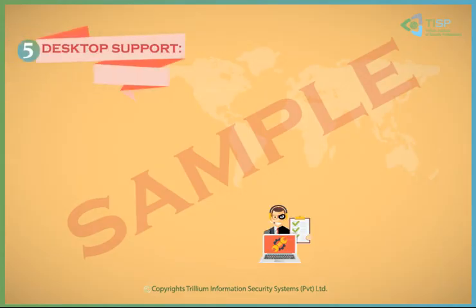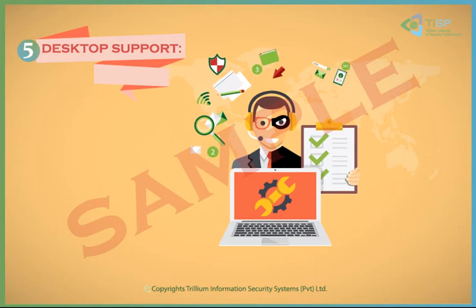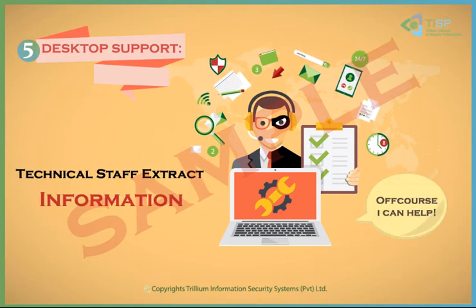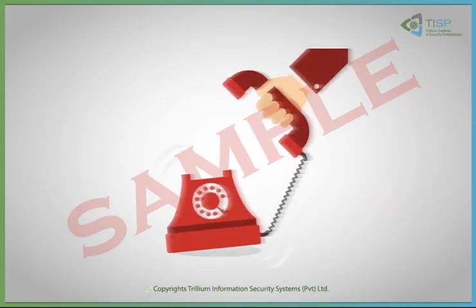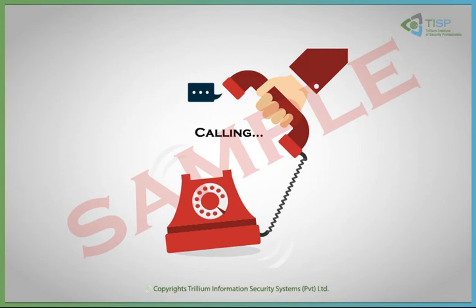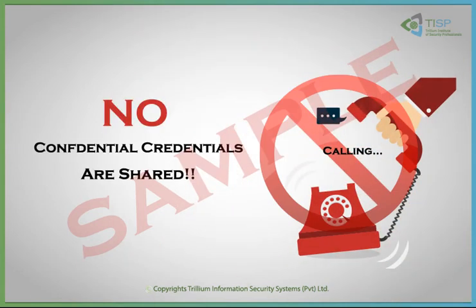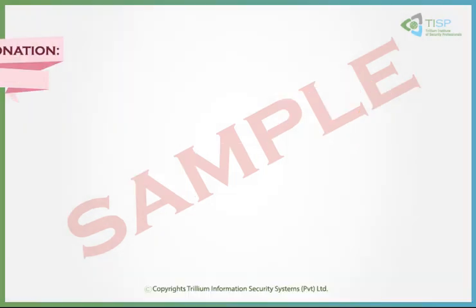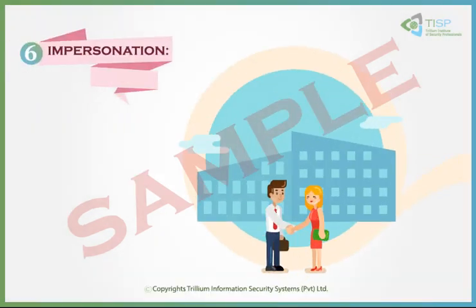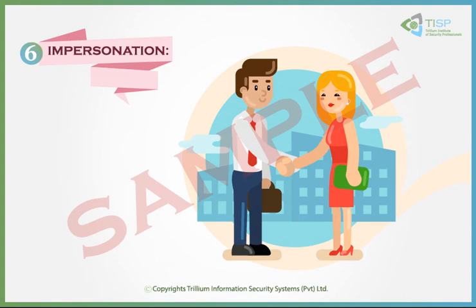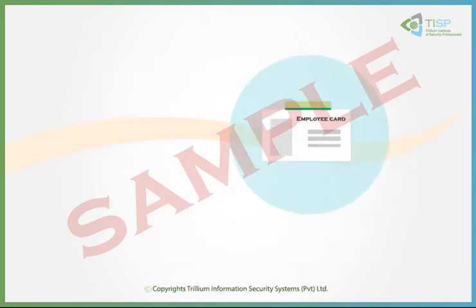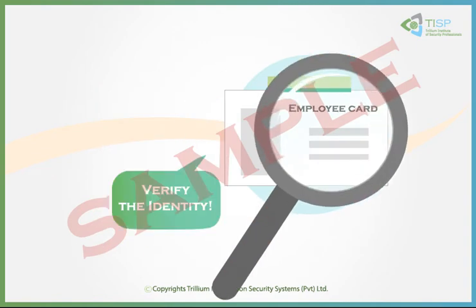Desktop support is a classic technique used by skilled technical staff to extract information over the phone. This is when you call for support assistance for your system. Make sure no confidential credentials are shared over the phone. Impersonation is extremely famous. Whenever any user or employee asks for physical access into your system, make sure to verify the identity of the person.